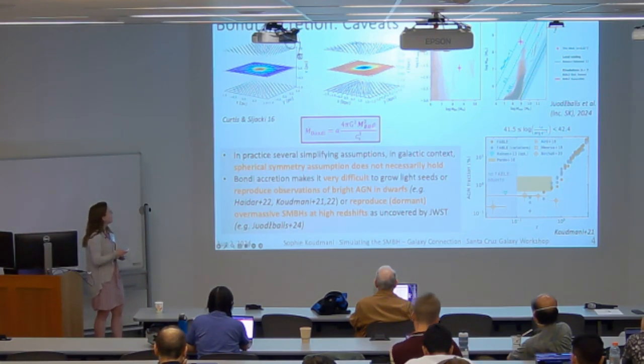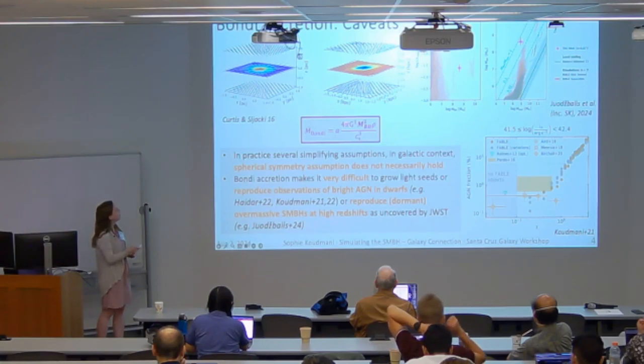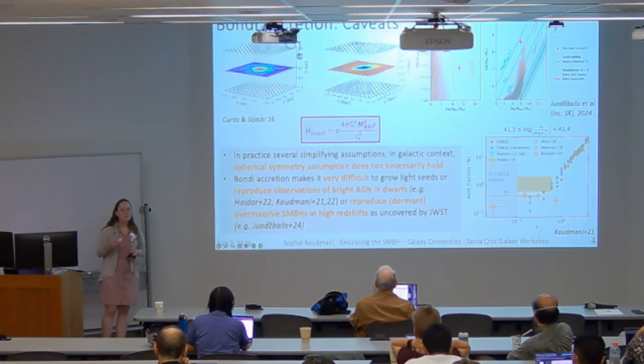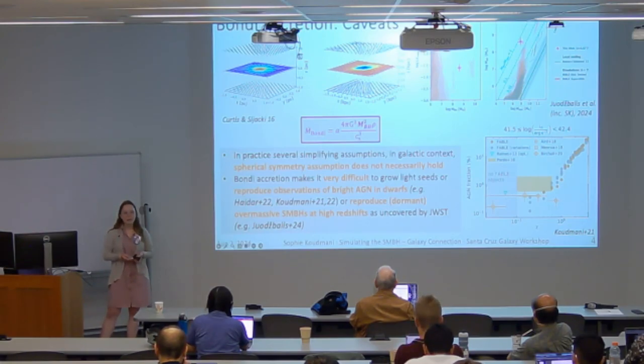Another issue with Bondi is it's strongly dependent on the black hole mass. You can see here that the Bondi rate is proportional to the square of the black hole mass. This makes it very difficult to grow light seeds or to produce efficient AGN activity in dwarf galaxies.